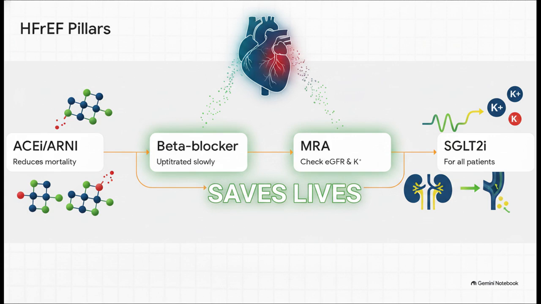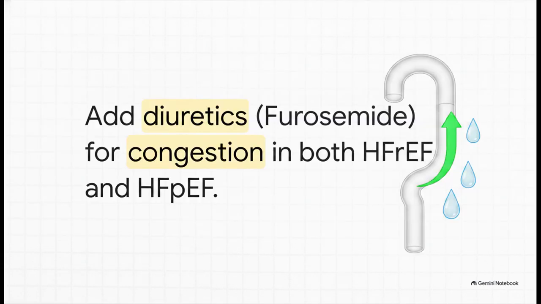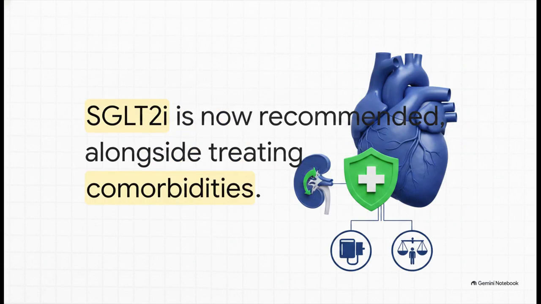But wait, while those 4 pillars are working their magic in the background to remodel the heart and save the patient's life, what do we do about the fluid overload making them totally miserable today? That's where symptom control comes in. We add diuretics, typically furosemide, for congestion, and this applies to both HFrEF and HFpEF. Now, to be clear, diuretics don't fix the underlying pump failure, but they dry the lungs out and bring immediate, much-needed symptomatic relief.